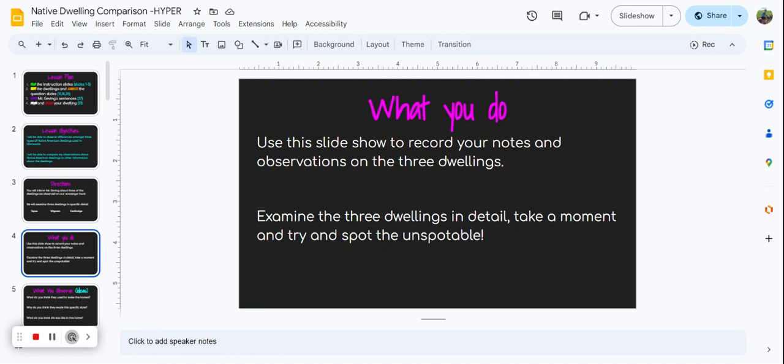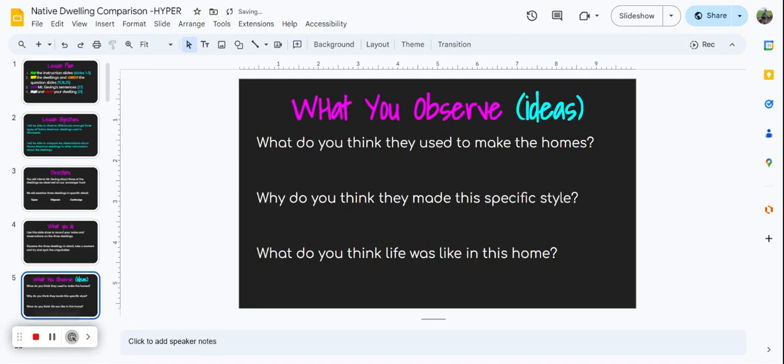To view the slideshow, you're going to go ahead and actually do your answers on this slideshow. You'll examine them, you'll take a moment and try to be a detective and spot the unspottable. This is just an idea slide. These are not requirements as you're going through. These are just ideas. If you're not sure what to write about on those question slides, here are some ideas you can talk about.